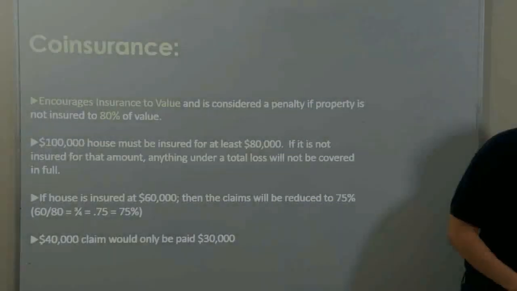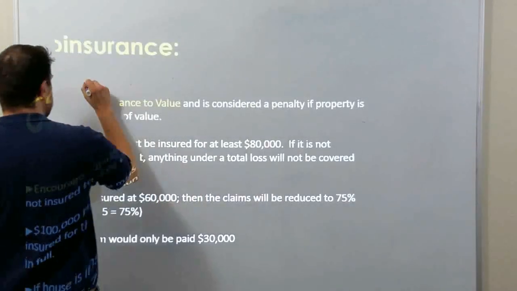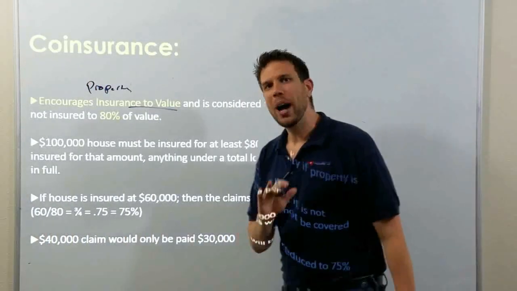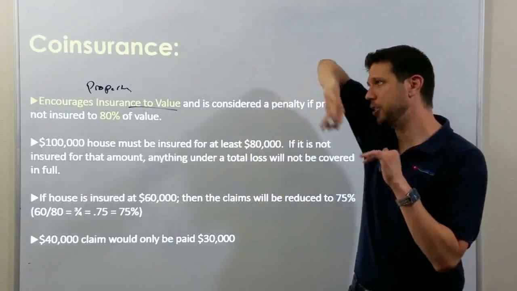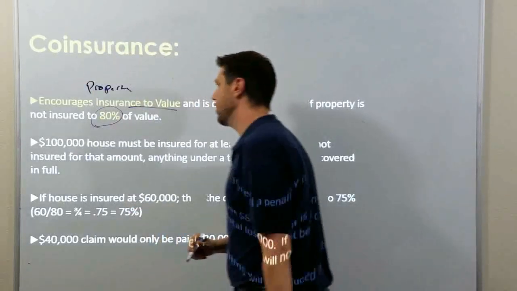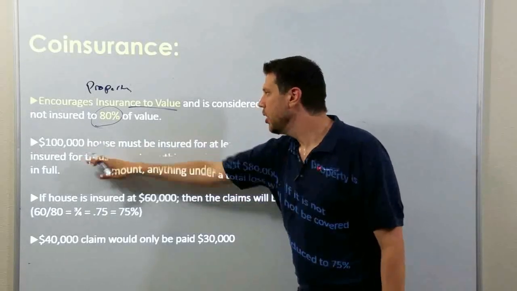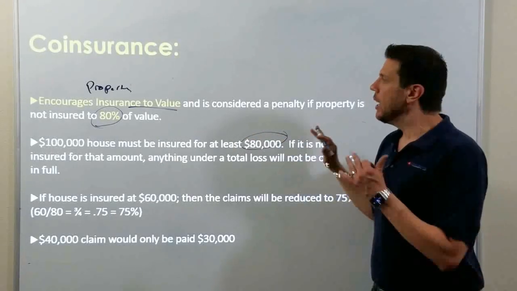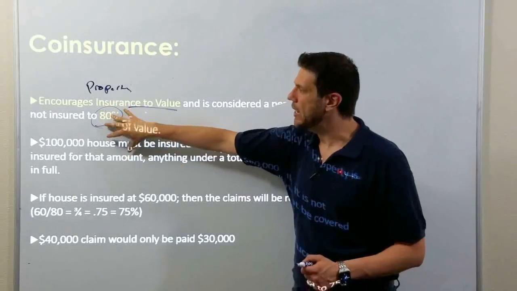Next thing we're going to talk about is co-insurance. Co-insurance encourages property insurance to value. You have to insure property, houses, businesses, structures, to at least 80% of what it's worth. So if a house is worth $100,000, you have to insure it for at least $80,000. Most insurance companies require you to insure property to at least 80%.